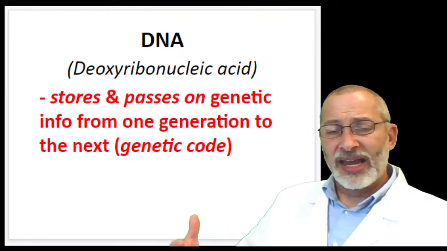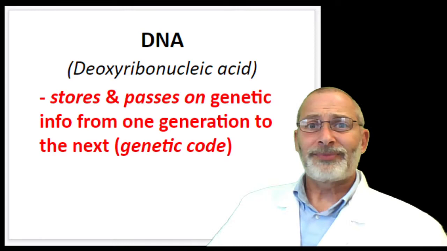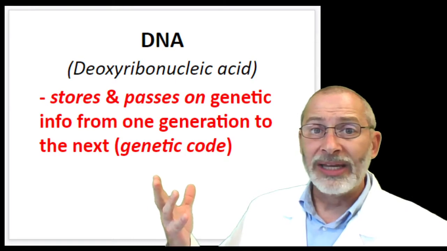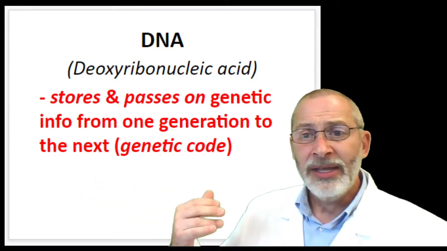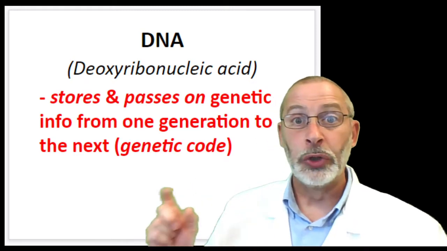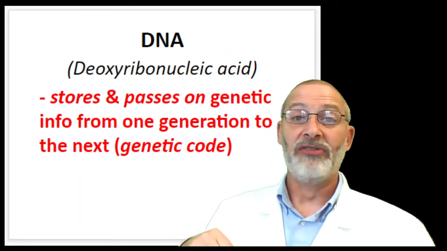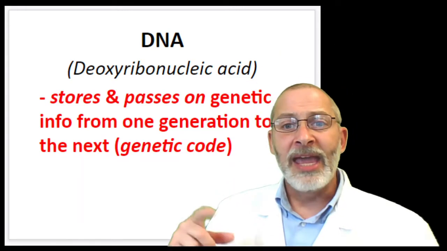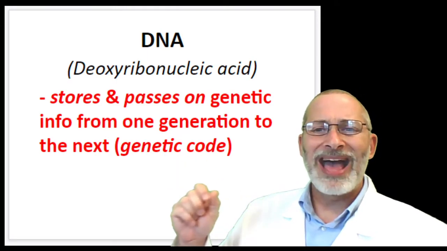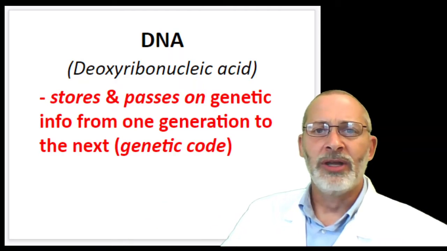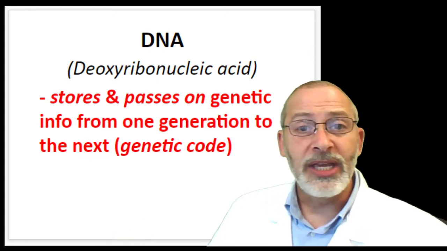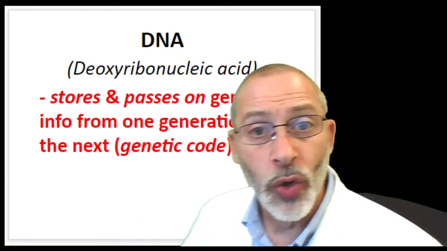Deoxyribonucleic acid has a very important function, not only in our bodies, but in the bodies of any living organism. It's found in each cell of a living organism, and more specifically, in the nucleus of every cell of every living organism on the planet. DNA stores and passes on genetic information from one generation to the next. Essentially, it is our genetic code.